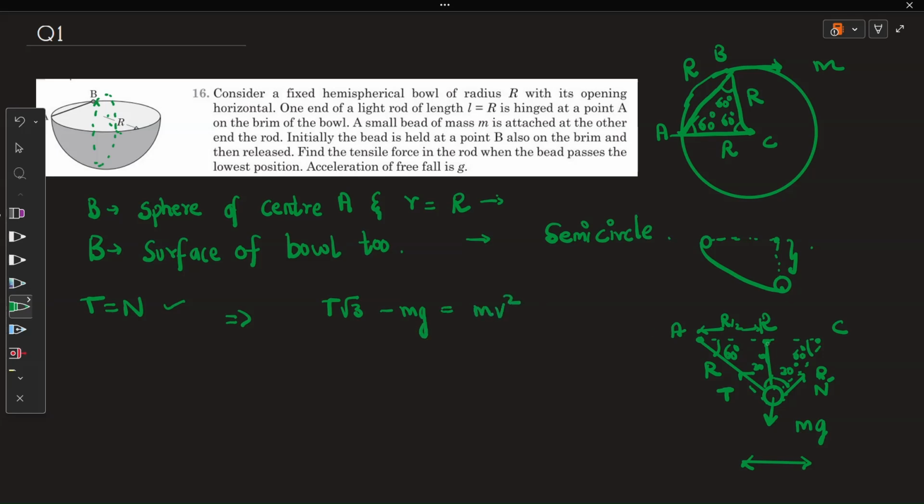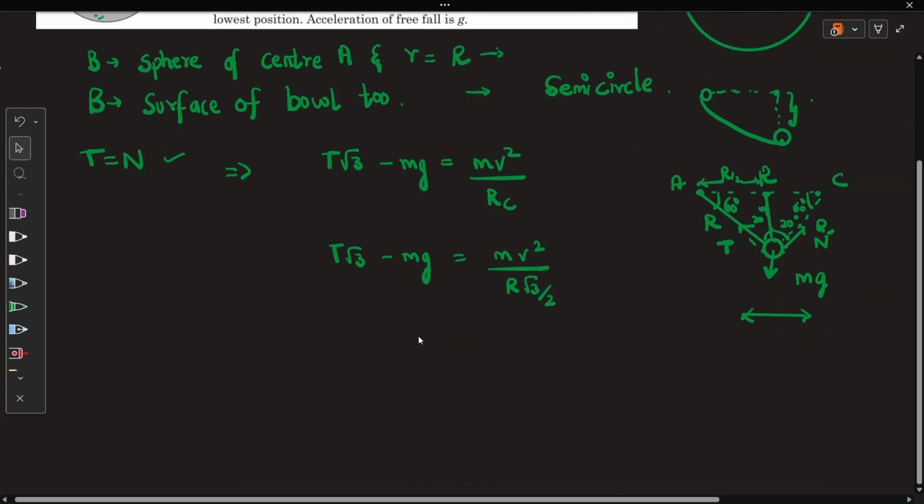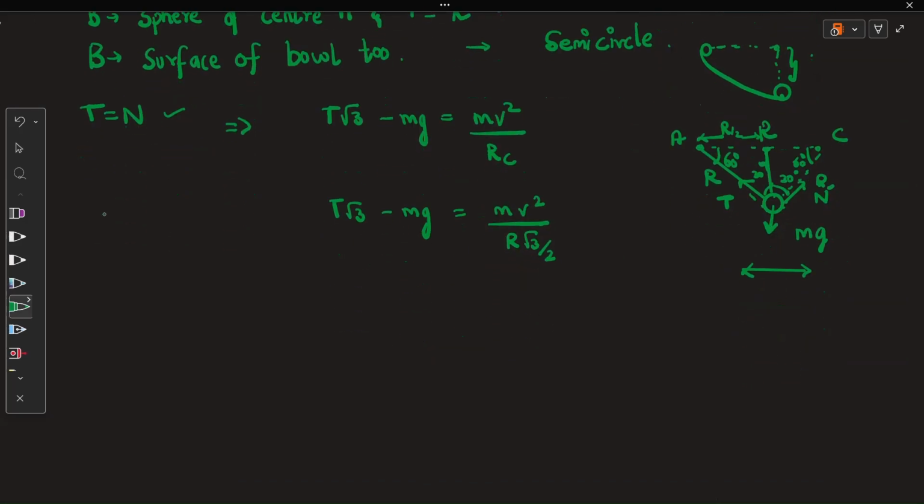I want this particular height, correct. This is the center and this is the radius of the circle about which it is rotating. Now this is r and this would be r sin 60, which is r root 3 by 2. So T root 3 minus mg is equal to mv square by r root 3 by 2. Now I want a relation between v square and r because I want the answer of T in terms of mg. So I have to eliminate v square and r.